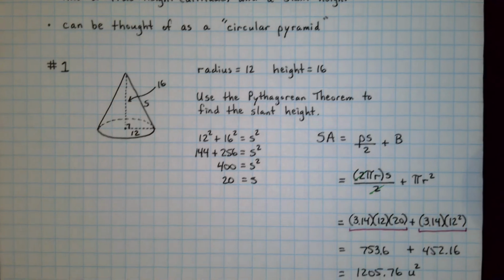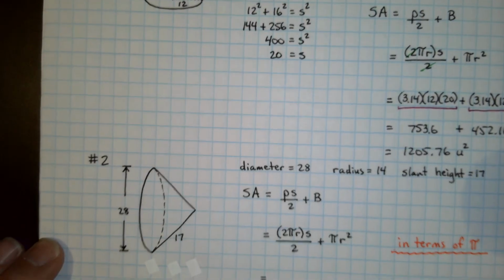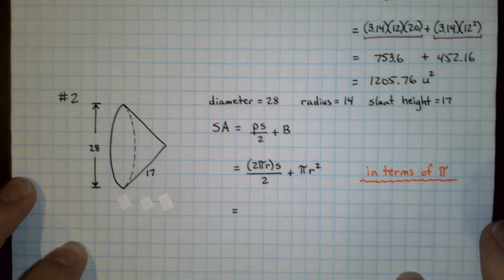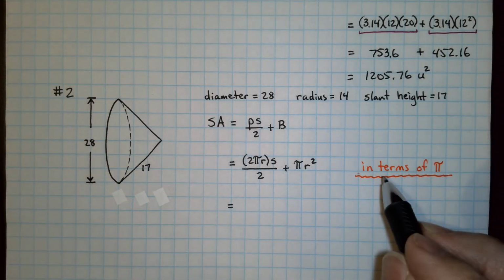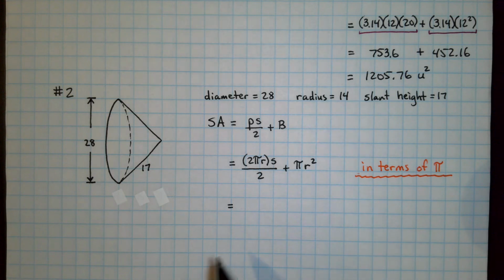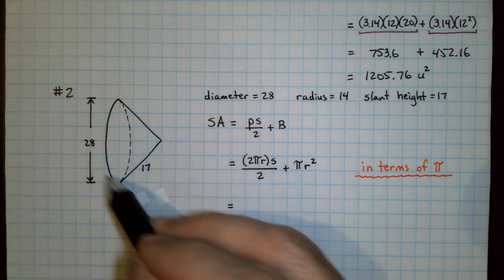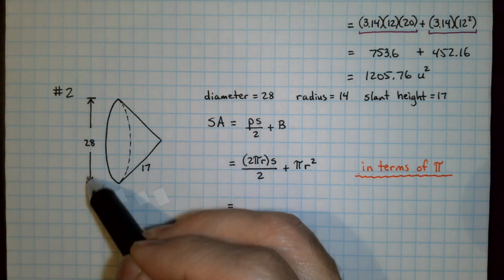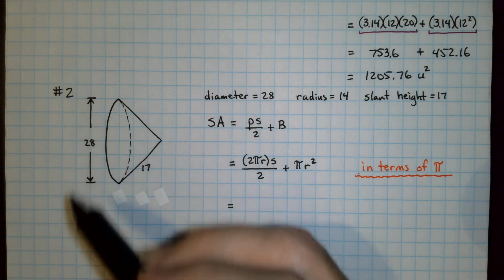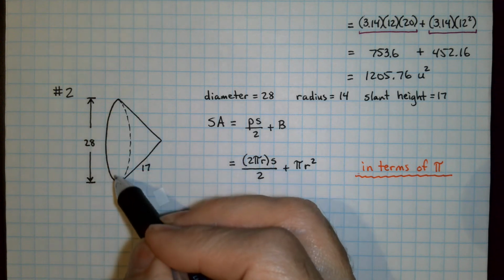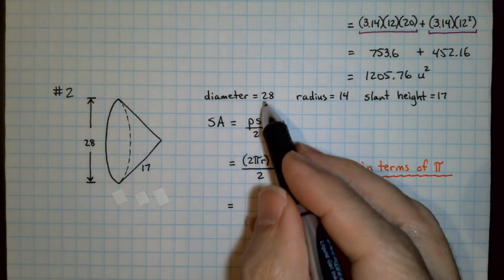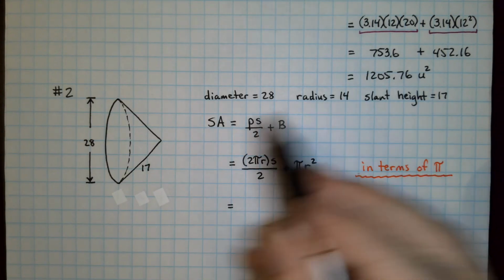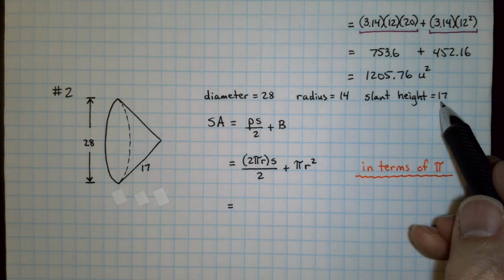In example number 2, we're going to do two things here. We are going to find the decimal value just like we did in this first example, but we're also going to get something else. We're going to get our answer in terms of pi. I'll show you that in a moment. This cone is turned sideways now, so this distance is not a slant height or anything like that. This is the diameter across the circle. So the diameter is 28. That means the radius would be half of that, 14. And the slant height is given to us at 17.